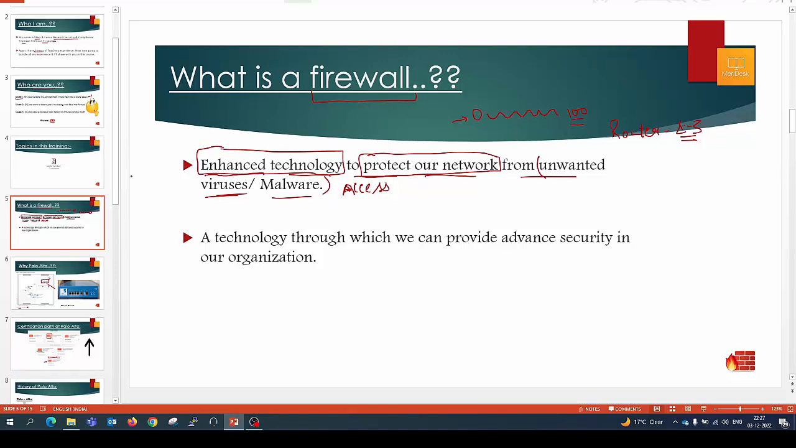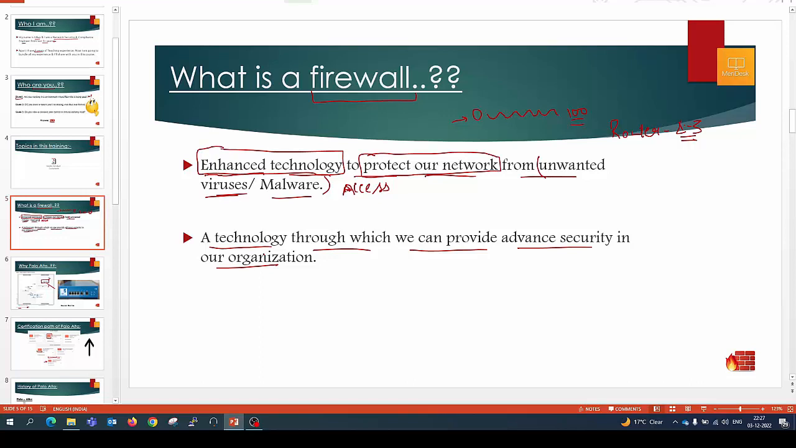The second definition: a technology through which we can provide advanced security in our organization. What do you mean by advanced security? Advanced security means that instead of only source and destination filtration, I can filter the port numbers. I can filter the application also nowadays, right? I can do a lot of layer 7 things on the firewall nowadays. So this is how we can provide advanced security on the firewall.